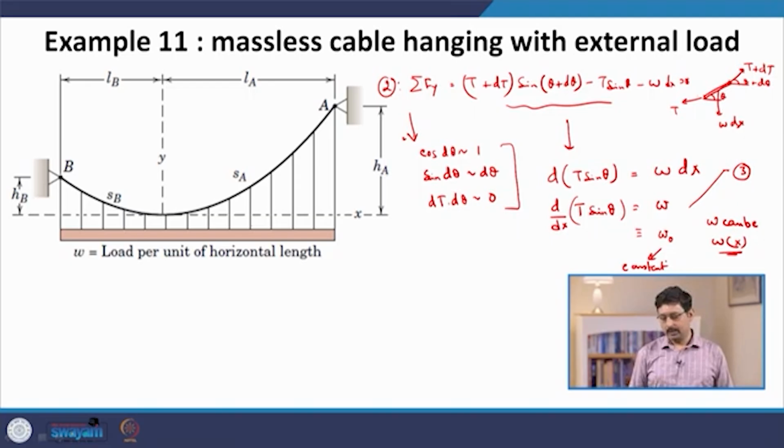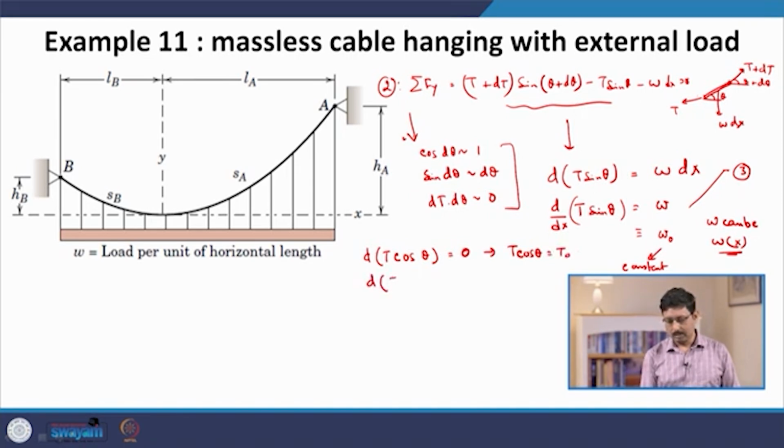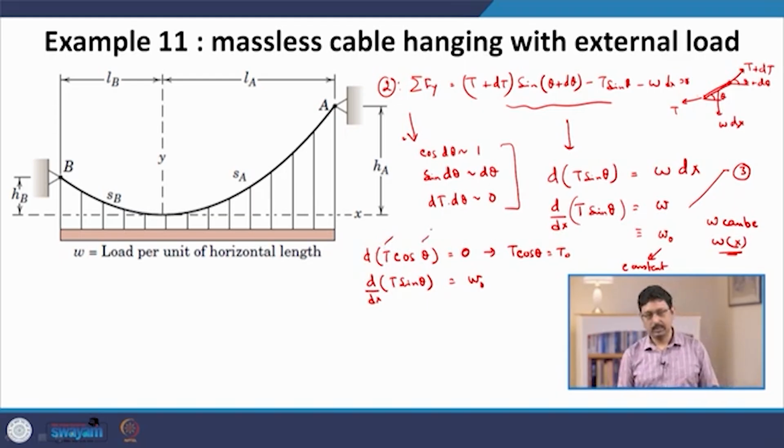Now, in this problem we have basically derived two equations. From the force balance condition, we get one equation, from which we get that the horizontal component of the tension force is constant, and another equation which is about the vertical component of the tension force, which is equal to W naught. But in this case there are unknowns. So, T is an unknown, and we also have theta, which is an unknown.